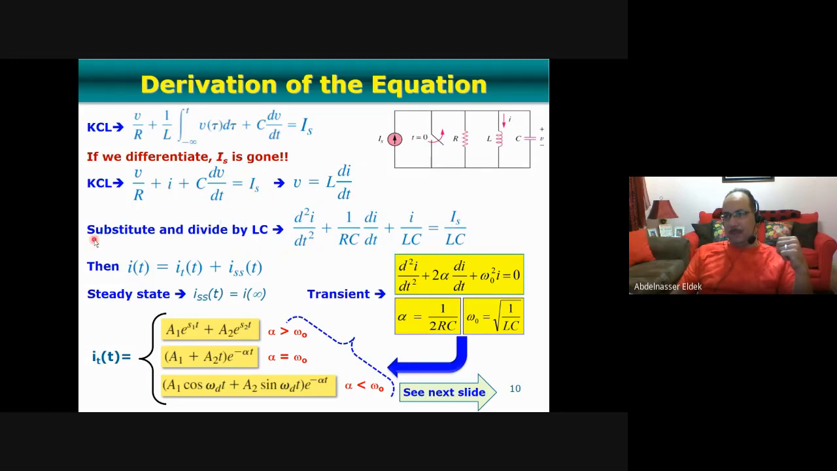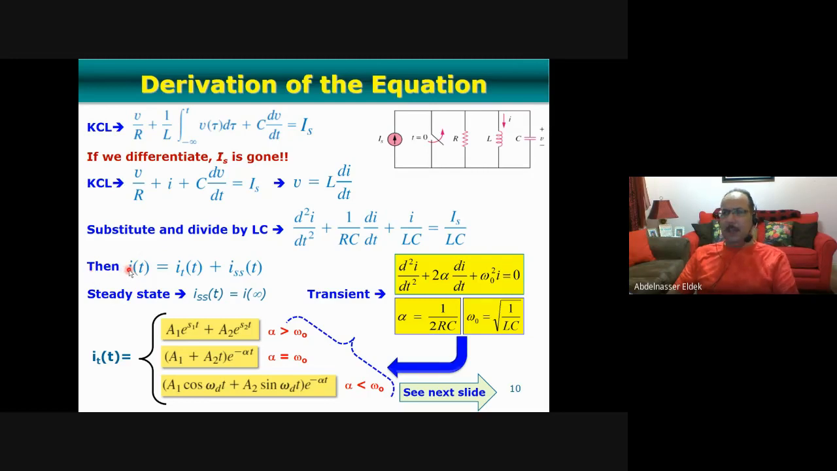And then after we substitute V equal L di by dt, and then divide by the constant LC, this will be the equation. And we convert it to this form. Okay, so in this case, alpha equal 1 over 2RC, and omega 0 equal square root of 1 over LC.